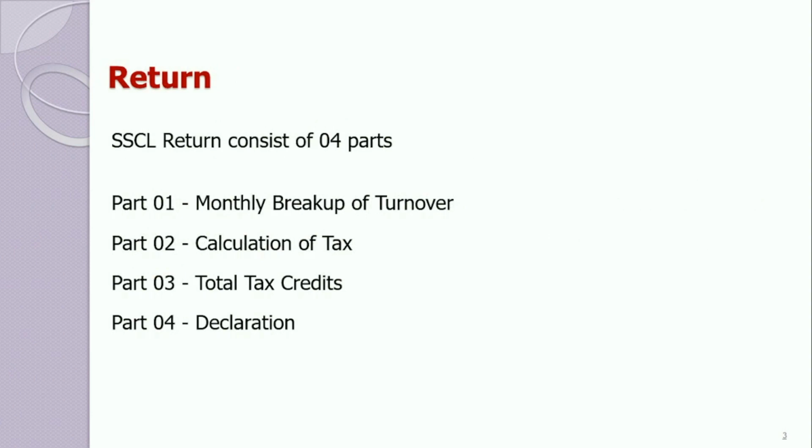Social Security Contribution Levy return consists of 4 parts. Under Part 1, you are required to declare the turnover of each month of the quarter under each sector. Under Part 2, Social Security Contribution Levy liability for that quarter should be declared, and Part 3 is on the tax payment made for that relevant quarter. And in Part 4, there is a declaration.